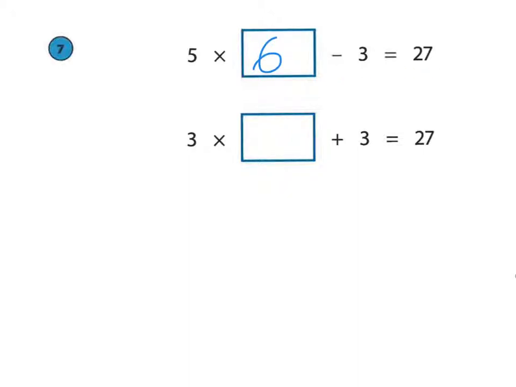The next part of the question is 3 multiplied by something, add 3 equals 27. Again, the first part of the calculation would be quite easy, but it's got an extra step here, which makes it a little bit trickier to work out. So if I get rid of that plus 3 by doing 27 take away 3, which would be 24, I can then work out 3 times something is 24. I know that 3 times 8 is 24. Add on the 3 gives me 27.